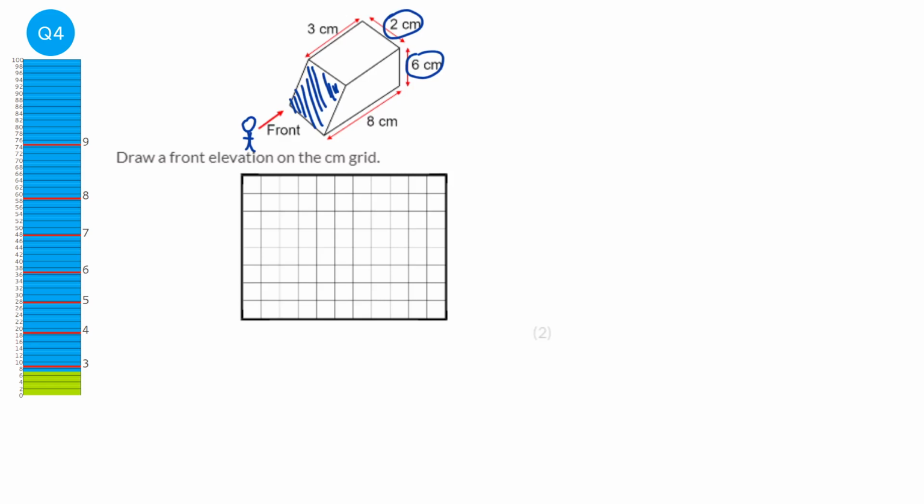So what we're going to do is just draw a rectangle that is 2 centimetres wide and 1, 2, 3, 4, 5, 6 centimetres tall. There we go. And make sure that you don't add any three-dimensional aspects to it, that you don't do something like this, have some 3D stuff on it. No. Whenever you do a front elevation, it's exactly perfectly two-dimensional.